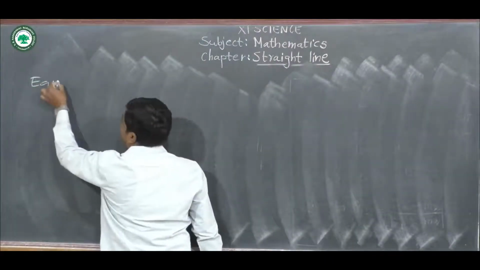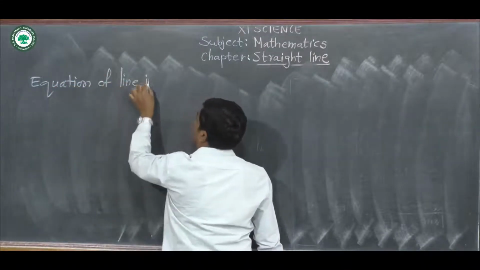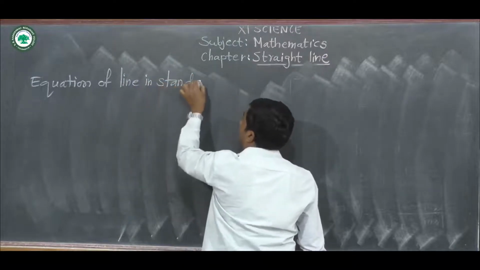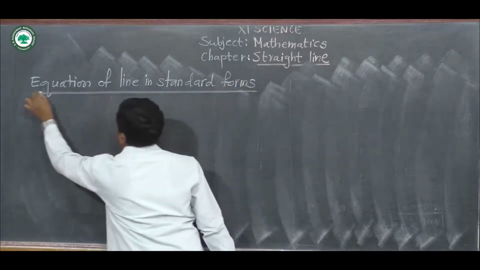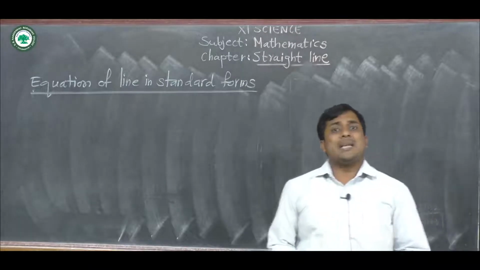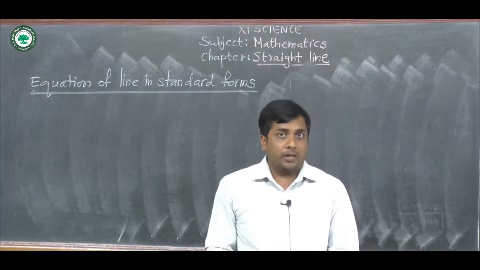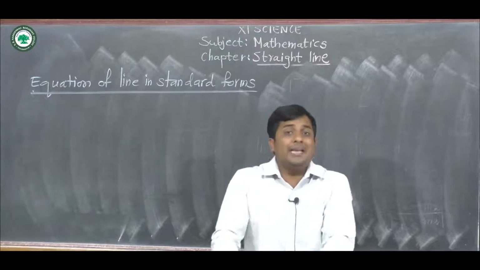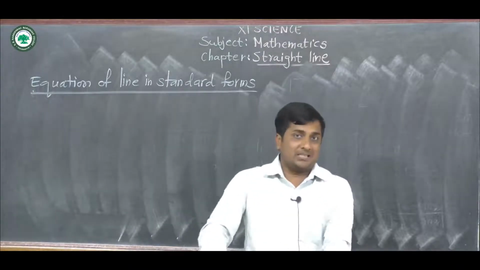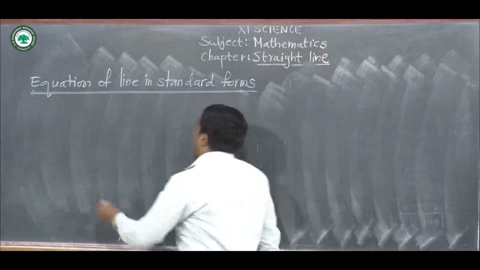So in today's lecture, we go with the standard forms related to the coordinate axes: the equation of a line on the coordinate axis, and the equation of a line which is parallel to the coordinate axis. In today's lecture, we define these two concepts. So we go with our first concept.